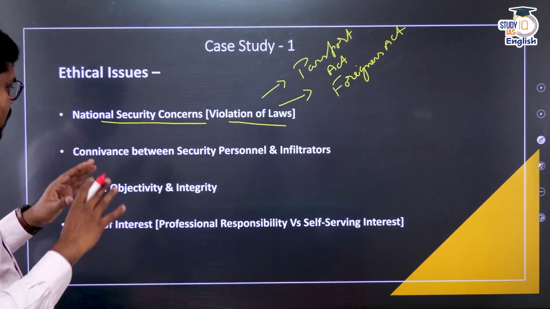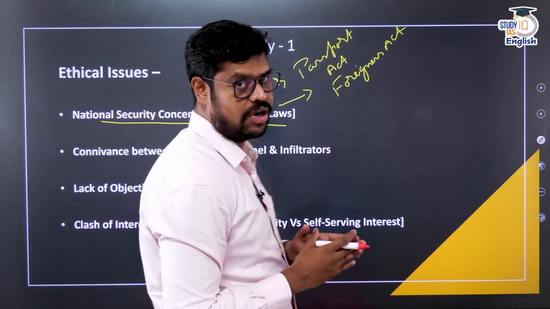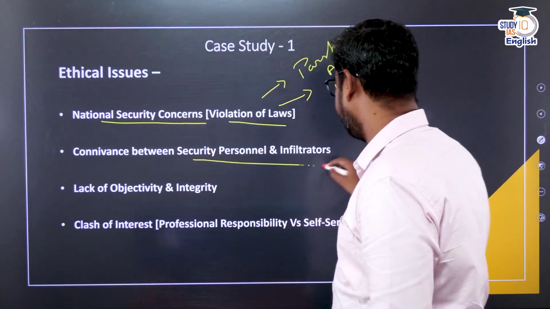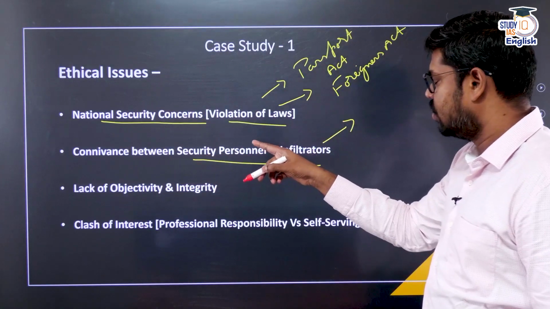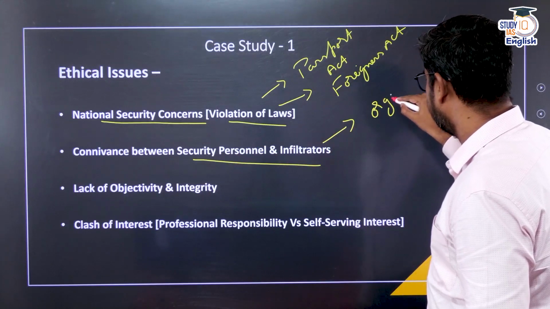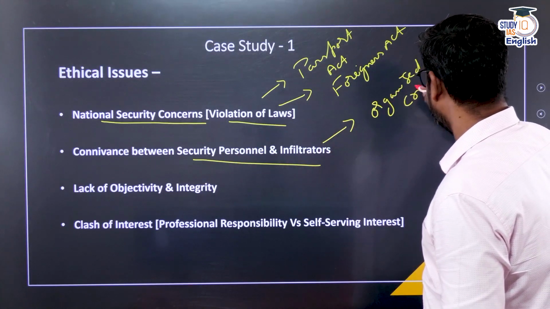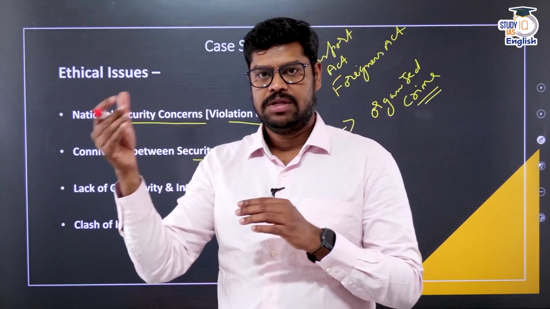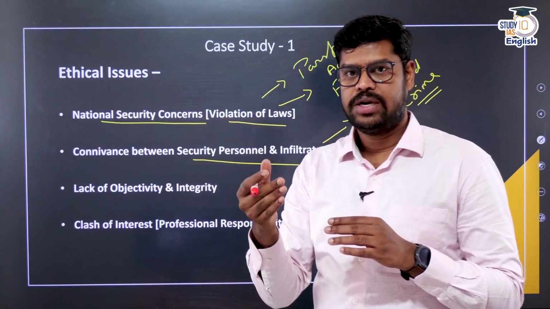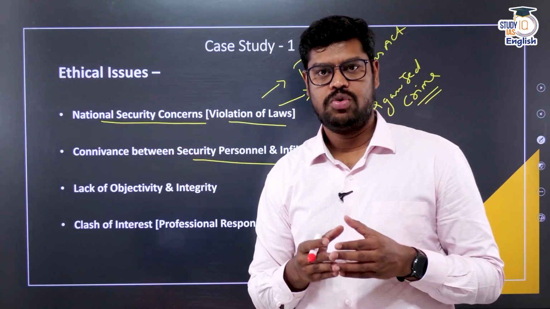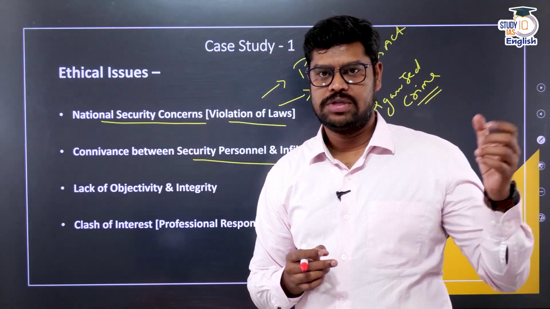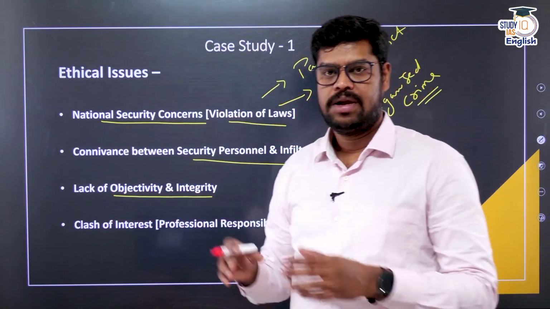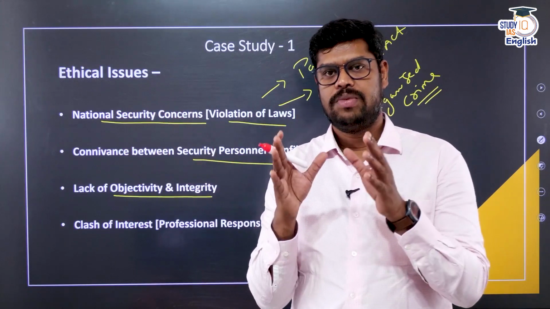And then there is a connivance between the security personnel and the infiltrators, which is a serious concern. When you say that there is a connivance between the security personnel and the infiltrators, that means there is some kind of organized crime happening. It is not only a matter of infiltration, it is also something organized between the security personnel and them. And also you can understand that the security personnel are not carrying out their duties as they are supposed to according to the civil service values. And then further you can say that there is a lack of objectivity and integrity. Take the example in this particular case, the Home Secretary.